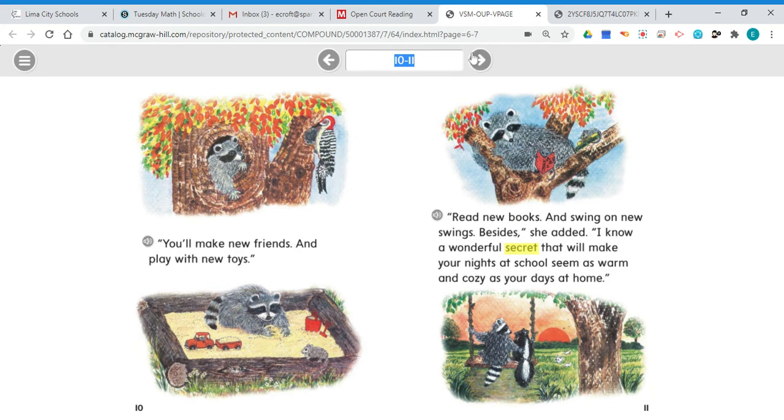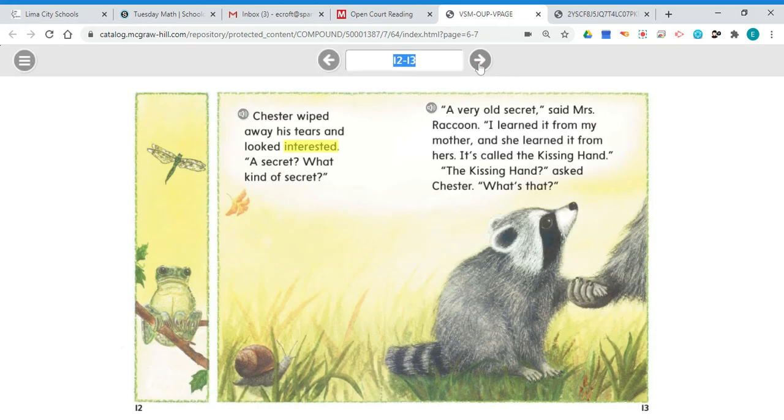All right, let's move on to find the word interested. There it is. There's the word interested. And if you are interested in something, you want to know more about it or you want to be a part of it. And when Mrs. Raccoon takes Chester's hand, he is very interested in what she's about to tell him. He wants to know more about it.